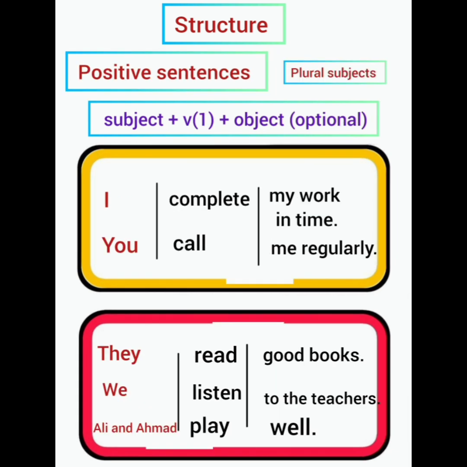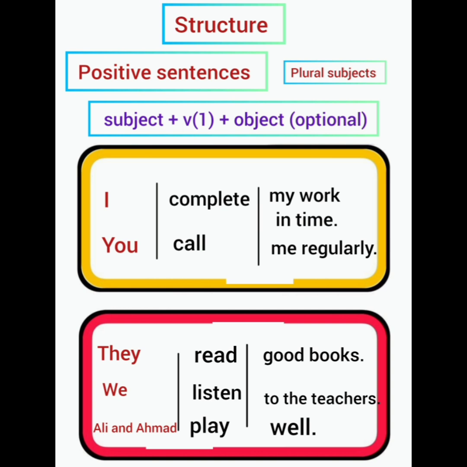Then if our subject is plural, that is I, you, we, they or plural subjects, then the sentence structure is like this. First of all, we mention subject, then we add first form of verb and then the object. For example, I complete my work in time. Now I is a plural pronoun here. Complete is a first form of verb. My work is object and adverbial is there.